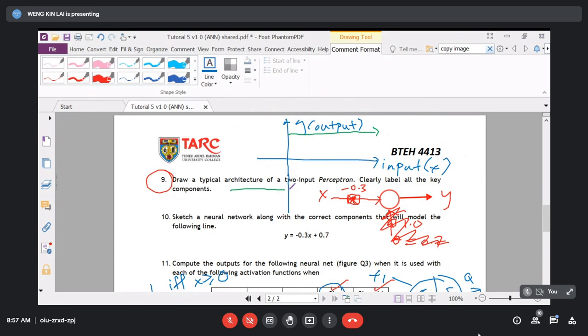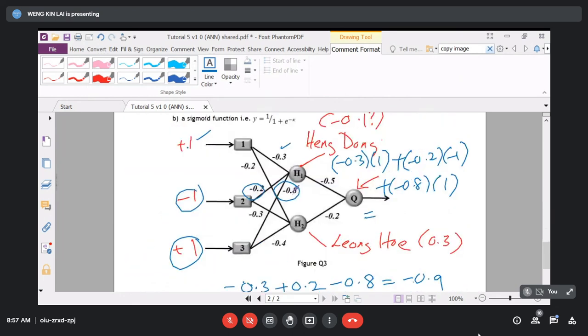Now, what does the rest of the class think? Leung Ho, what do you think? Maybe I'll ask someone else instead of stressing out the two of you. Who else? Okay, Mei-Lin. Mei-Lin in this classroom is sitting next to Leung Ho.